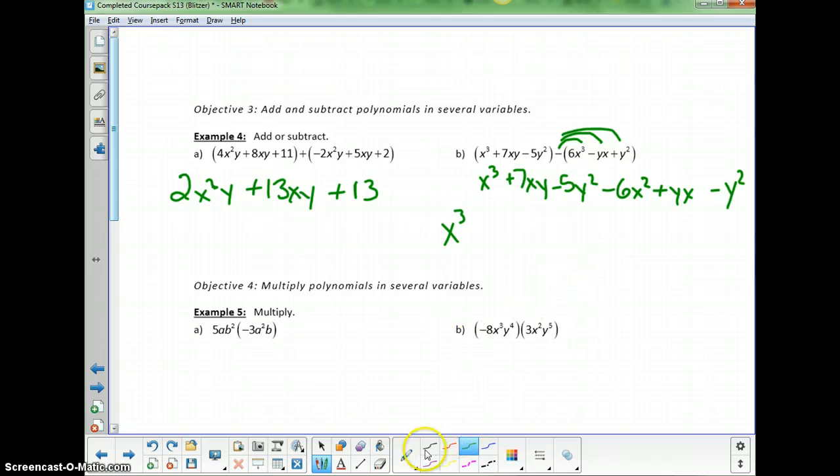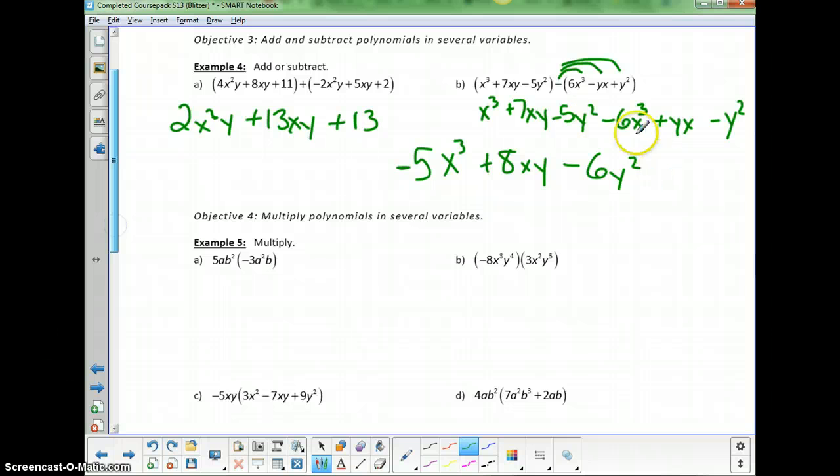Oh, there is. I copied this down wrong. That was an x cubed. Alright, let's see if I got everything else right. Everything else does look right. So in this case, x cubed minus 6x cubed is negative 5x cubed. There we go. 7xy and yx are like terms, xy and yx, just the order that's different. Everything's the same, so we'll add those to get 8xy. And then negative 5y squared minus y squared will be negative 6y squared. Okay, and that's simplified now.